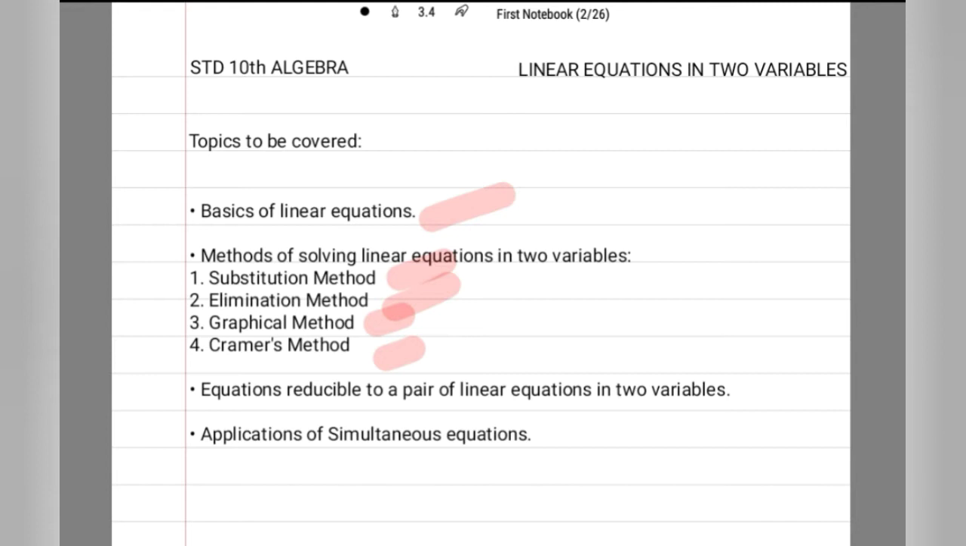The next thing I am going to teach is equations reducible to a pair of linear equations in two variables, and the last thing is the applications of simultaneous equations. So these are the topics we are going to cover in this chapter. In this video I am going to cover up to the graphical method so that it won't be lengthy and it would be easy for you to understand. Okay, so let's begin with our first topic, that is the basics of linear equations.